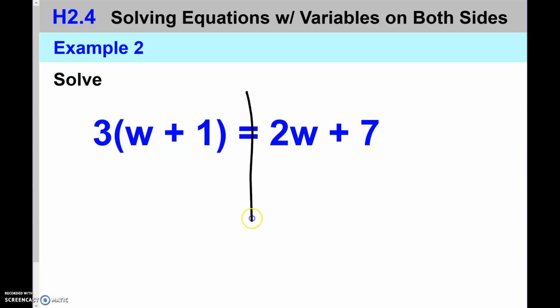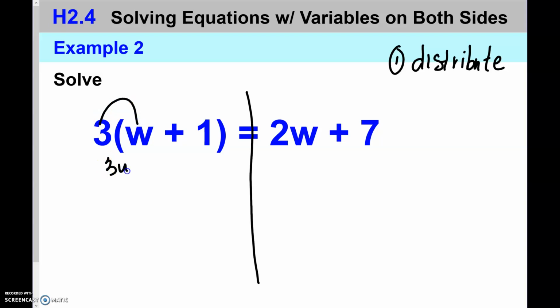All right, so the first thing I'm going to do here is distribute, because I want to get rid of those parentheses. So 3 times w is 3w, and 3 times 1 is plus 3.